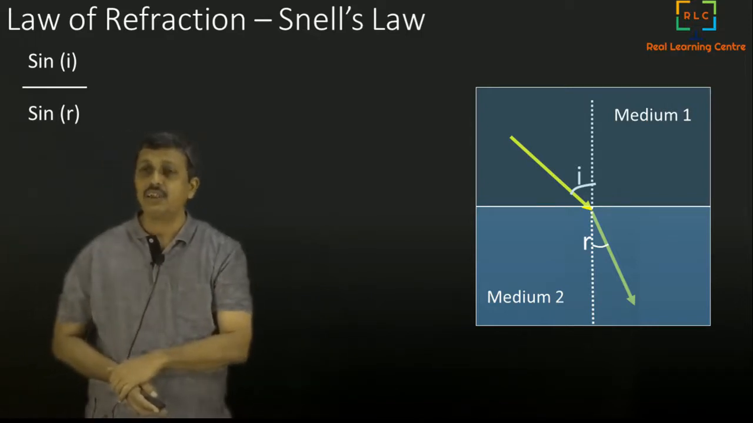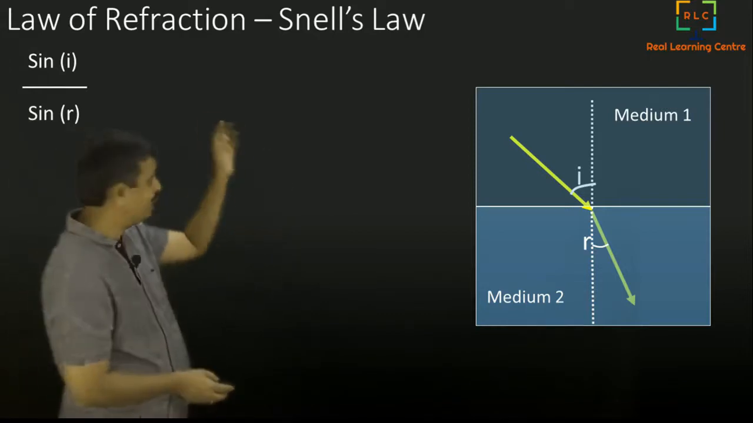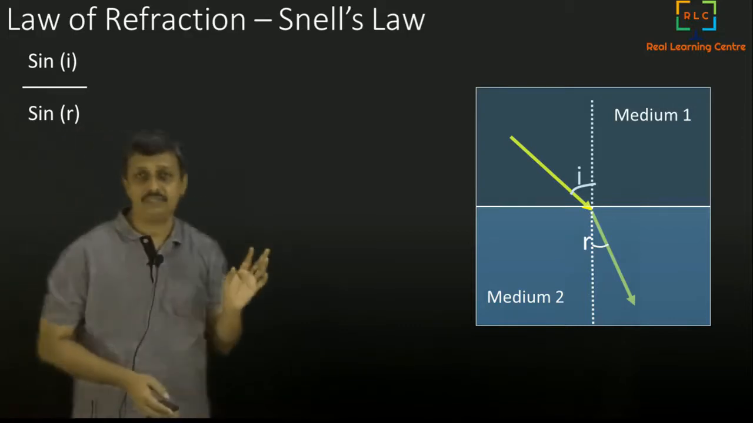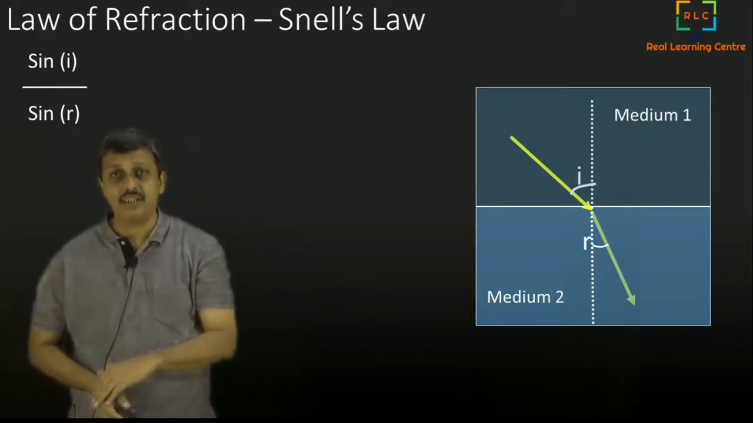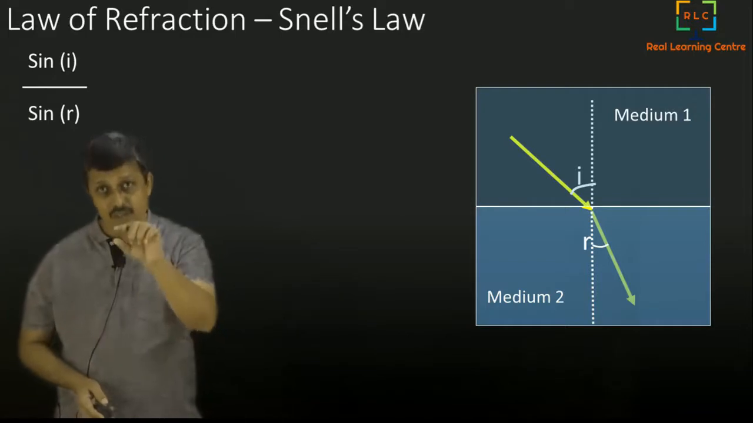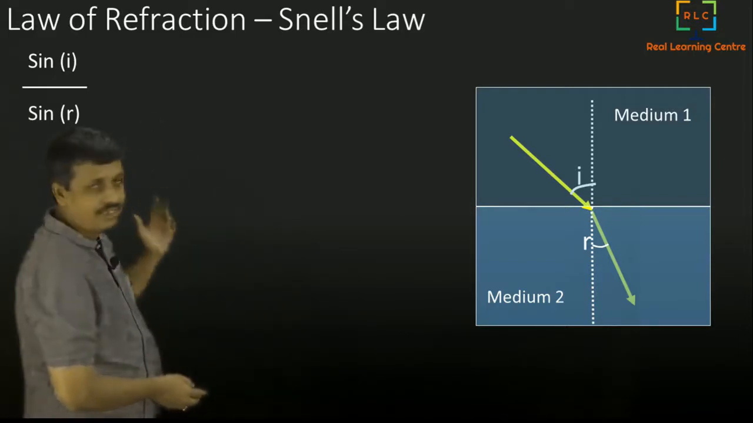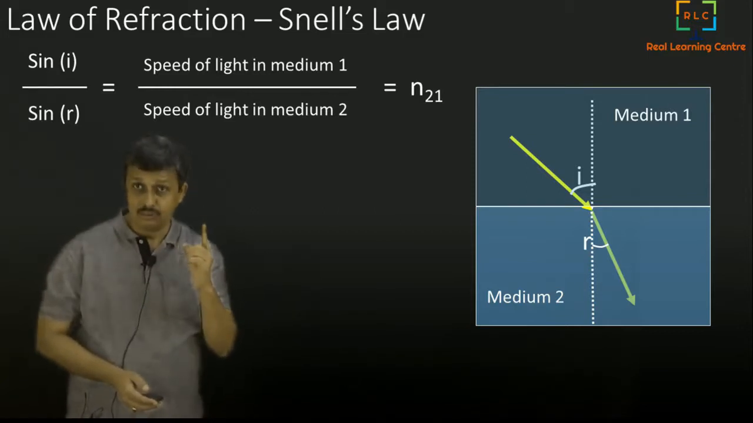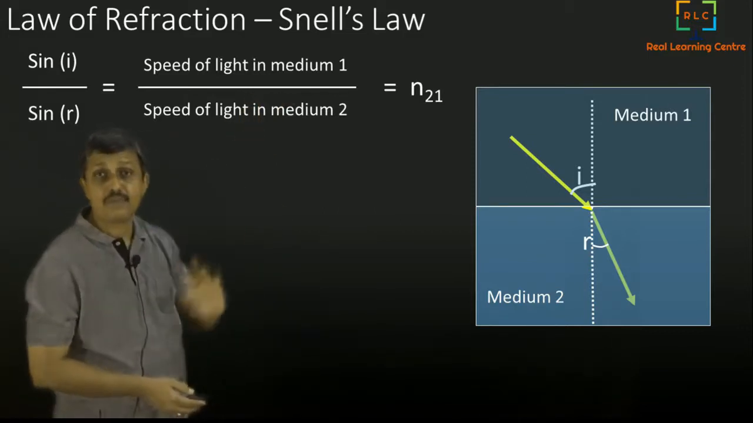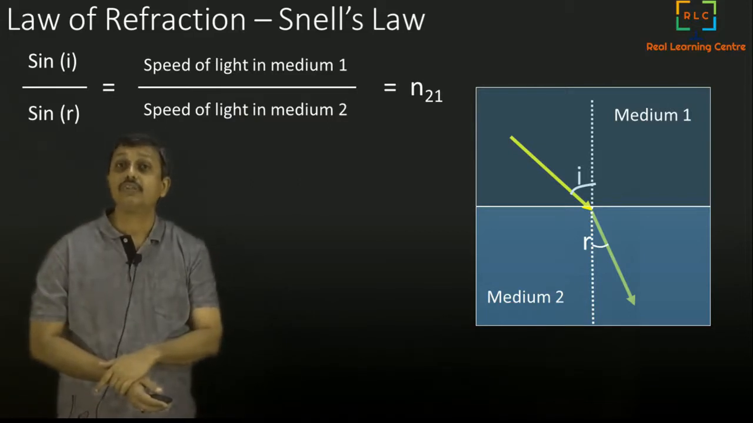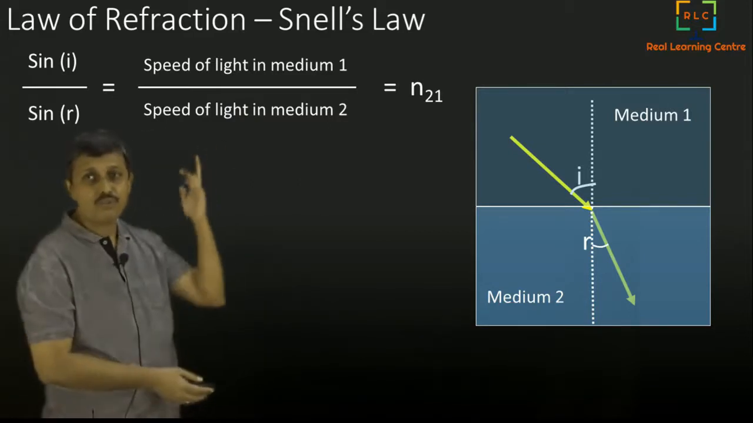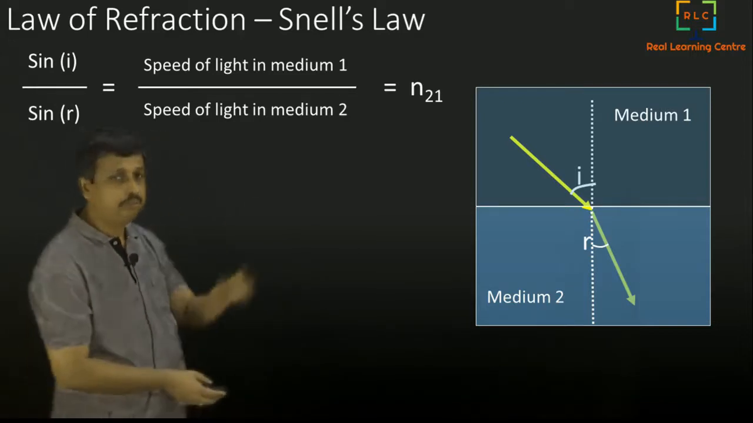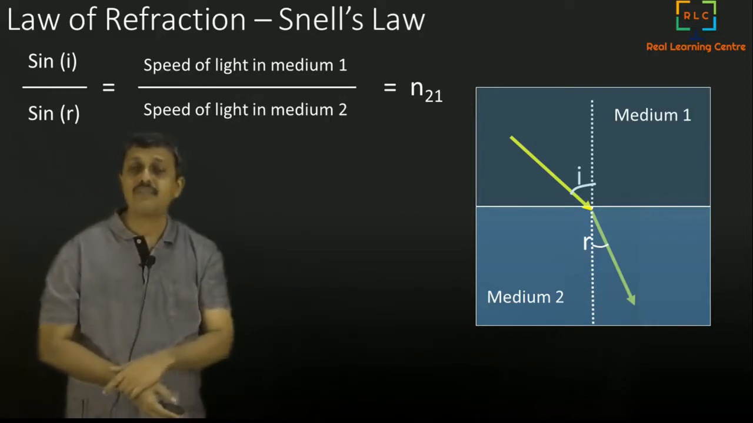It says that you take the angle I and take a trigonometric ratio of sine on that. Sine I by sine R. If you know trigonometry, it's easier to understand. If you don't know also, I will tell you how to understand. Sine I by sine R is equal to the speed of light in medium 1 divided by the speed of light in medium 2. So it's generic. Medium 1 could be air or vacuum. Speed of light in medium 1 divided by speed of light in medium 2.